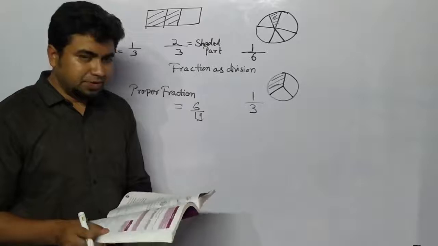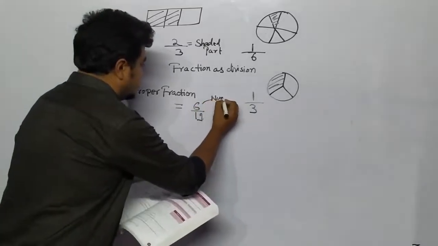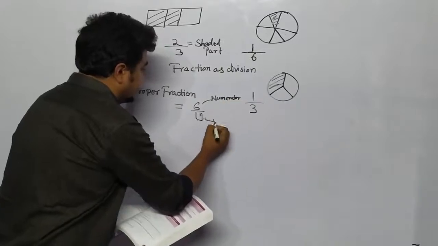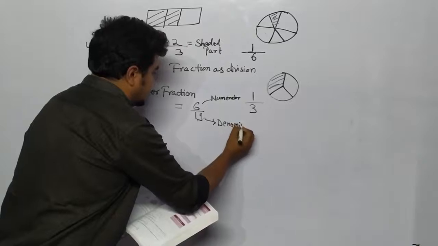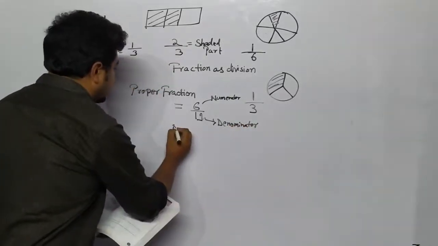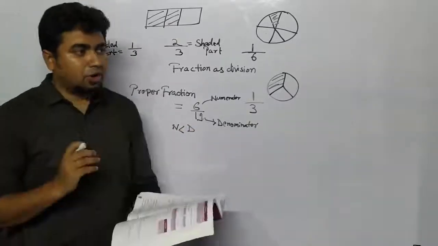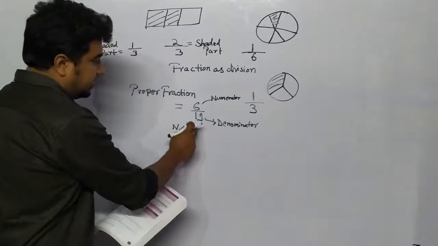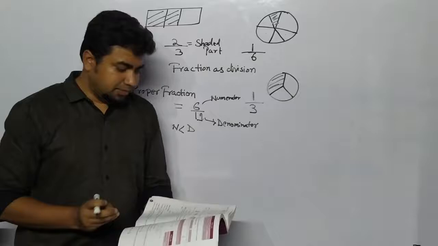Now the proper fraction definition is that this is known as numerator, and this as denominator. I can write that numerator is less than denominator. If numerator is less than denominator, that is a proper fraction. Proper fraction means numerator will always be less than denominator. Here 6 is less than 9. So this is a proper fraction.